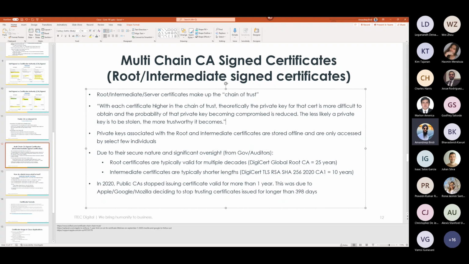So the point of this quote is that the higher you go in the chain, the harder it becomes to obtain or compromise a private key, right? And that's why the root and intermediate certs are typically for much longer lengths. I mentioned the DigiCert root CA is good for 25 years. This intermediate cert is good for 10 years. The new one I think is very similar. This is the root CA, the original, and now we're using the G2, but I believe that's also following the same type of timeline.